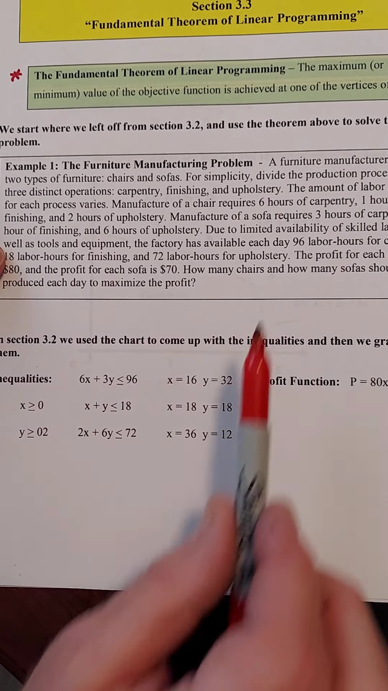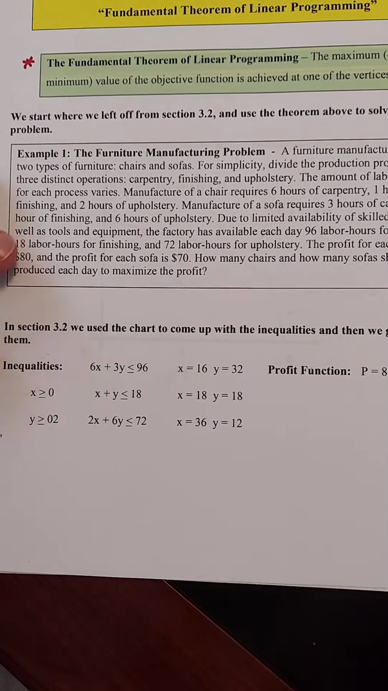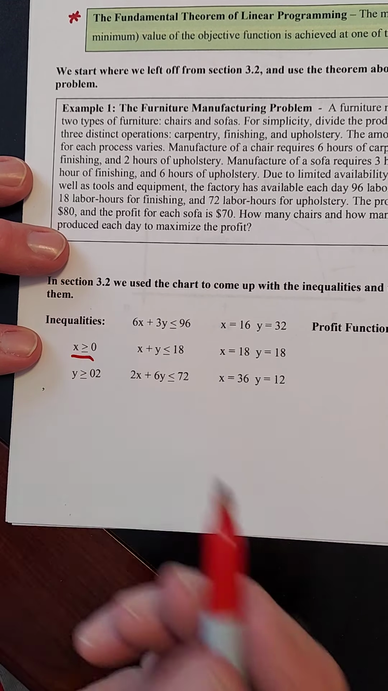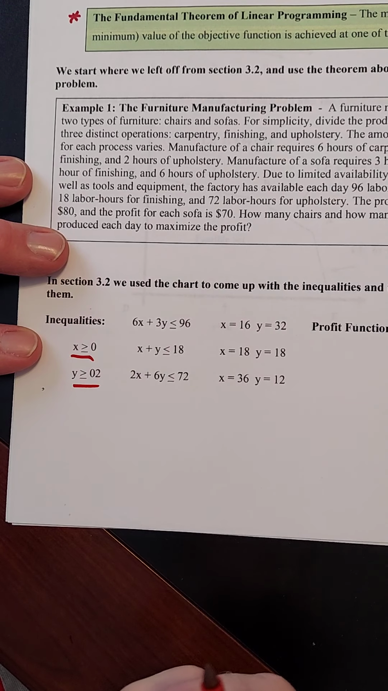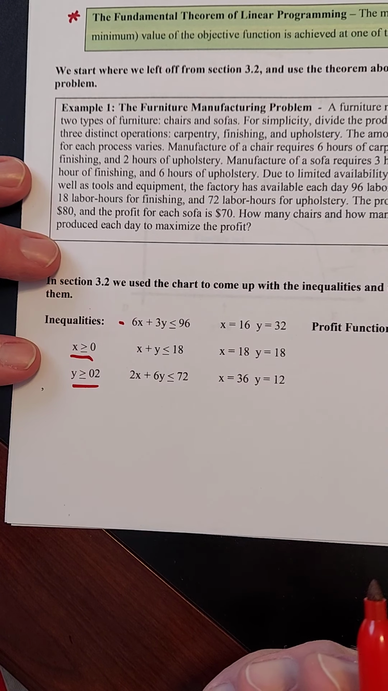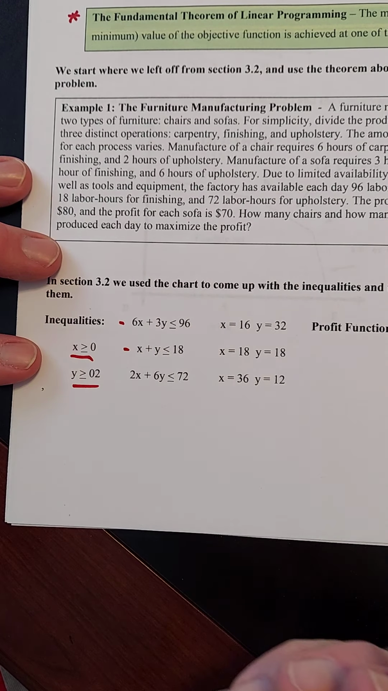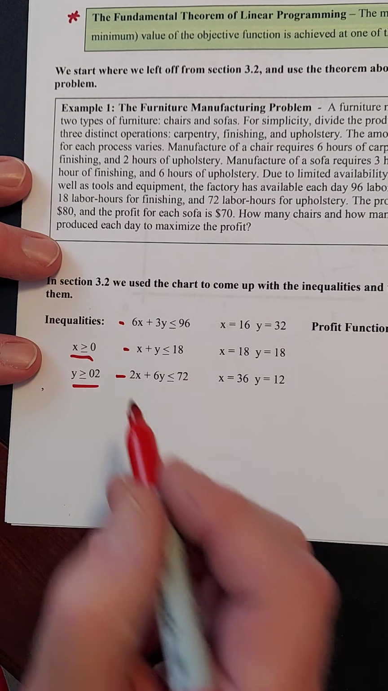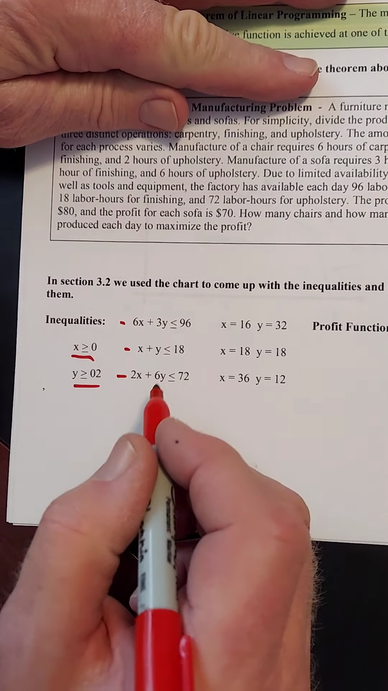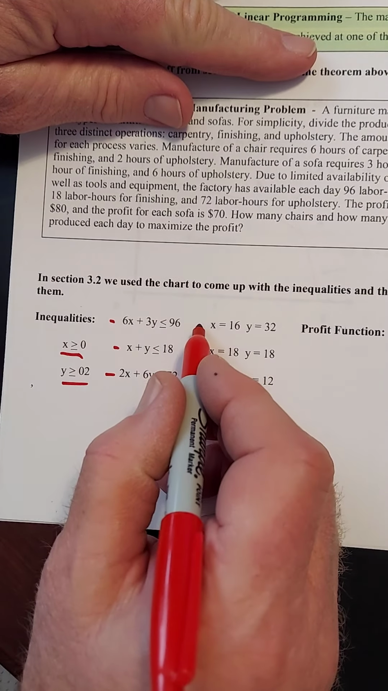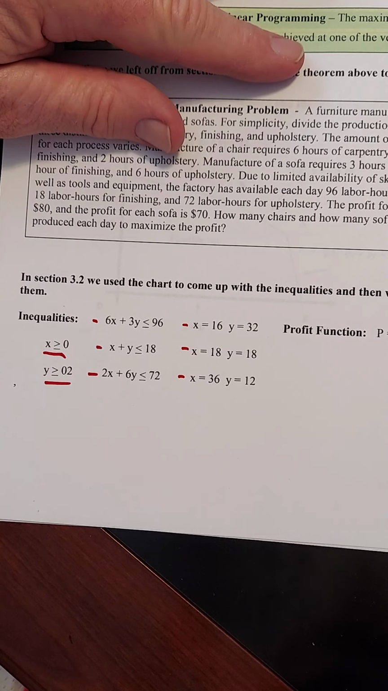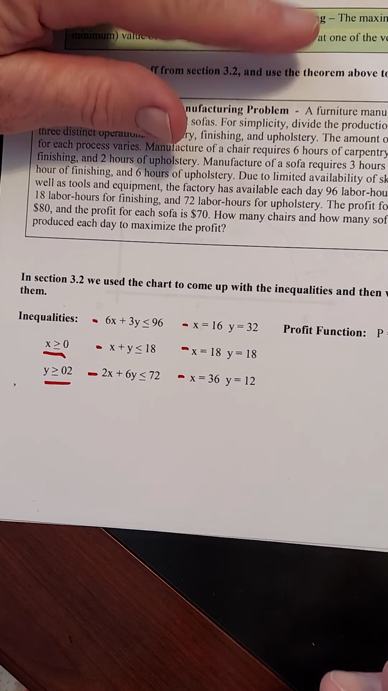Now, I'm not going to bore you, but here's all the information we had before. And then we came up with the inequalities. Remember, you always have x greater than or equal to 0 and y greater than or equal to 0. And then here we had 6x plus 3y less than or equal to 96, x plus y less than or equal to 18, and 2x plus 6y less than or equal to 72. Once you had those, we wanted to graph them, and I found the x and y intercepts for each of those. When I flip the page, you'll see the graph.